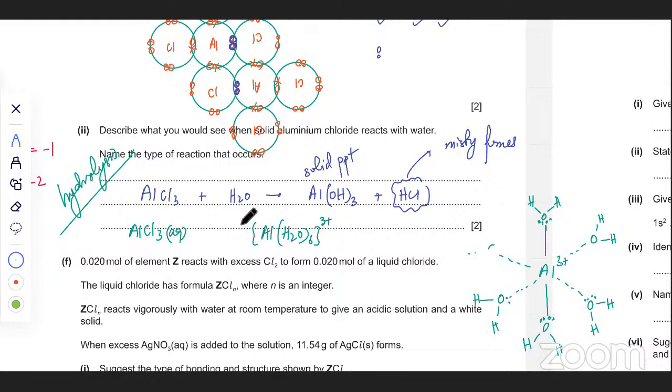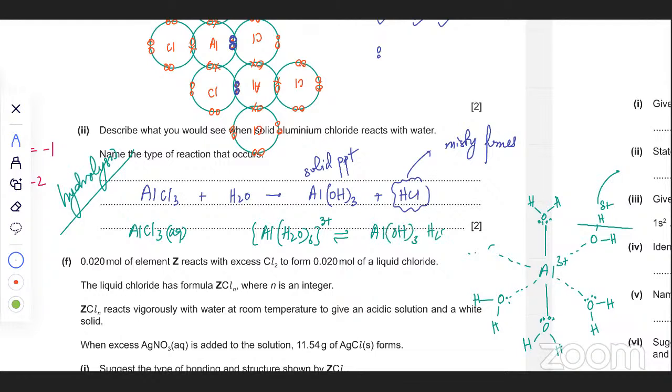And then the H atoms are positive, and the aluminium ions are also positive, so the positive and the positive are going to repel each other. So eventually this H would start breaking off. So Al(H2O)6 is formed, but then eventually the H+ ions start breaking off, leaving the OH behind. So it's going to form Al(OH)3.